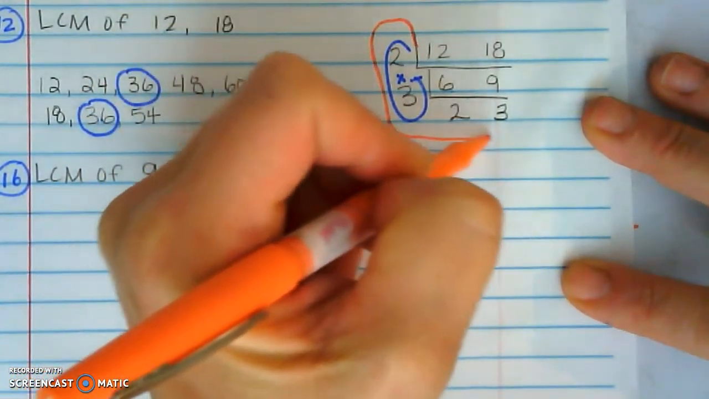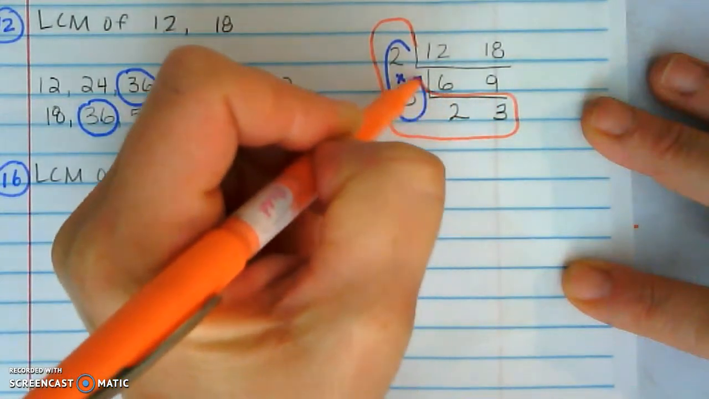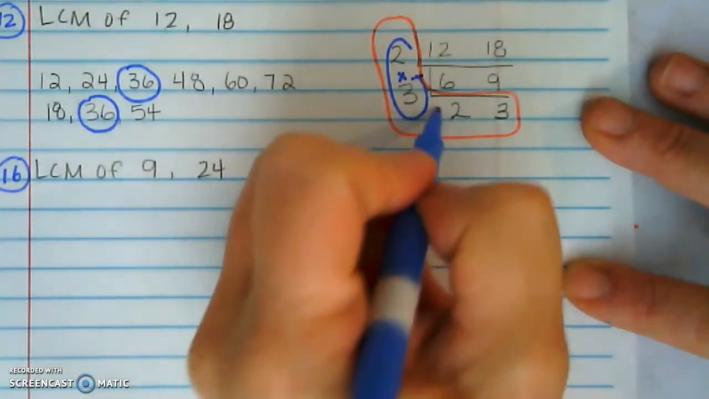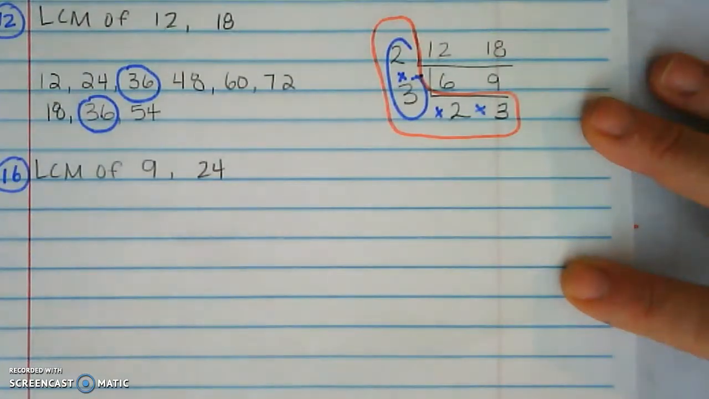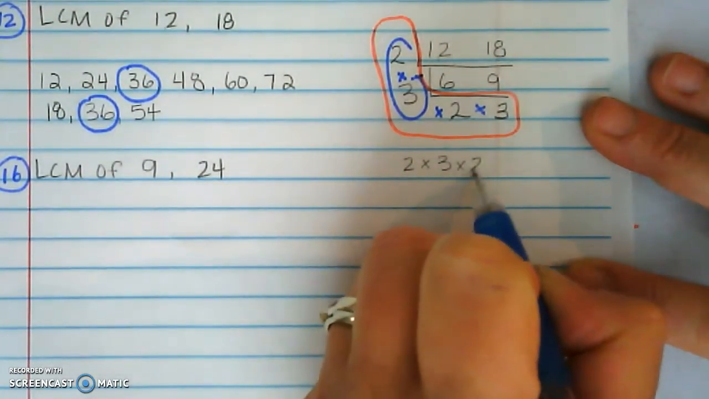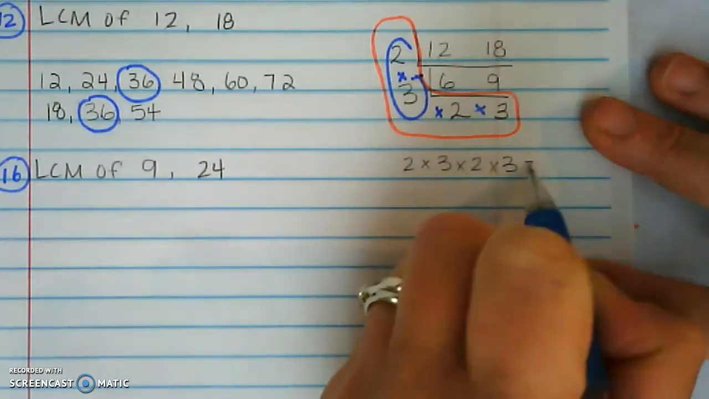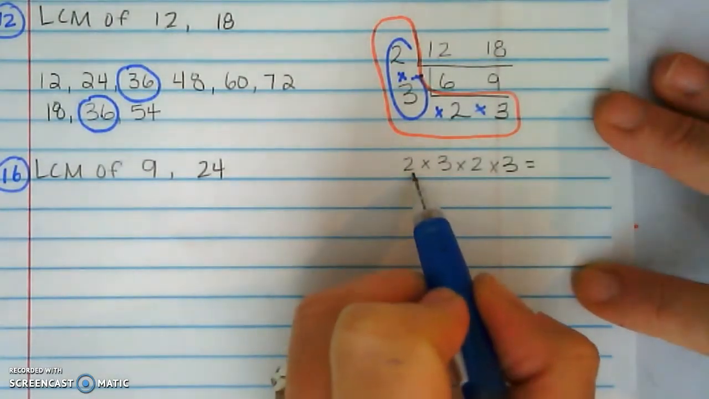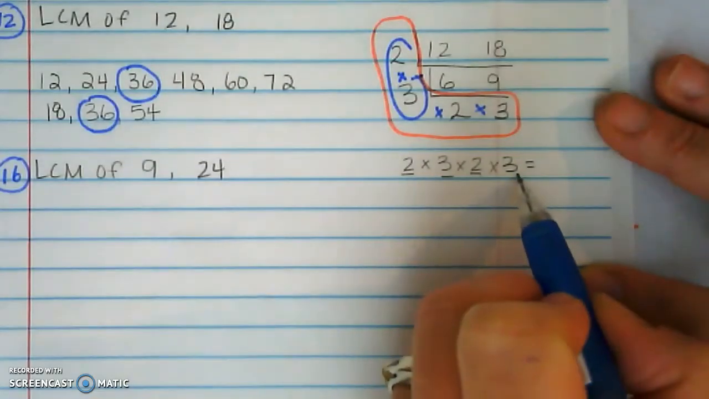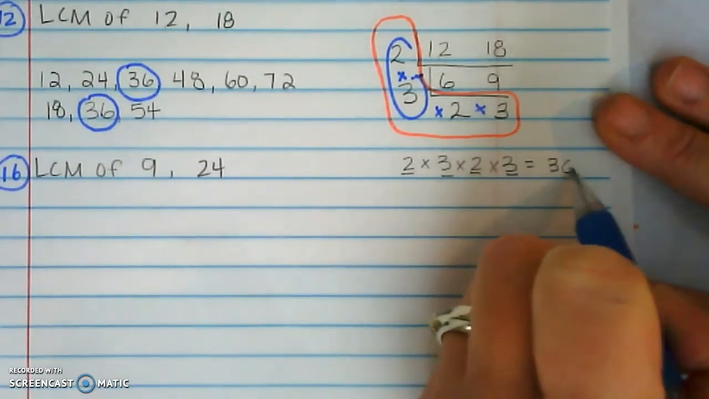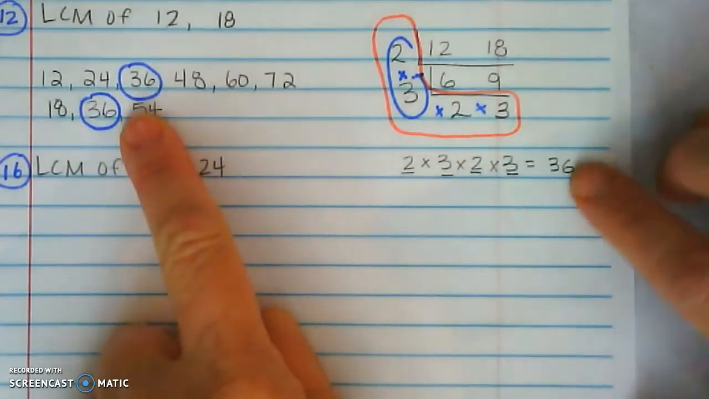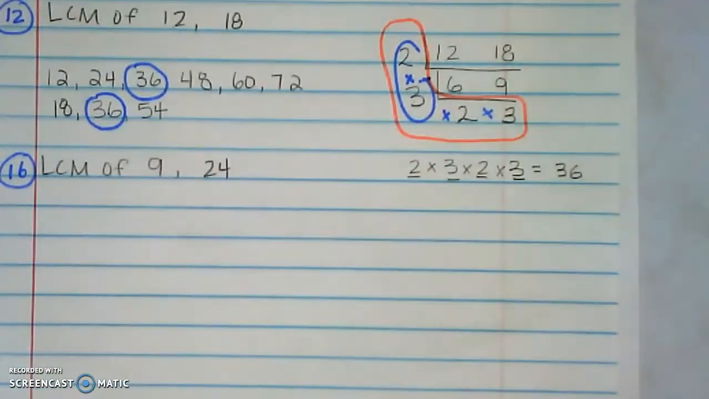And the LCM is all of them. So all of those numbers to the left and those numbers here along the bottom, if we multiply those numbers together, 2 times 3 times 2 times 3, we should get 36. 2 times 3 is 6. 6 times 2 is 12. And 12 times 3 is 36. So there we go. Both ways we solved this problem, we got 36 as the answer.